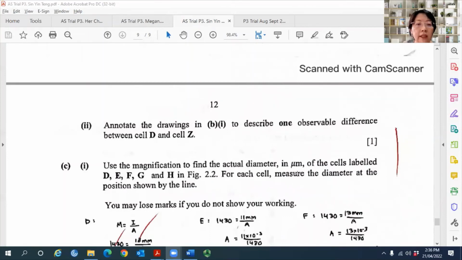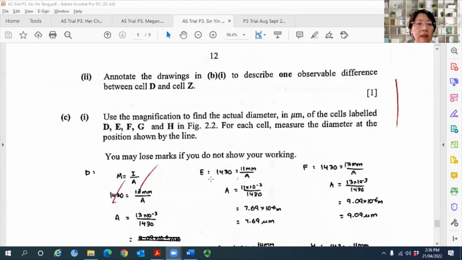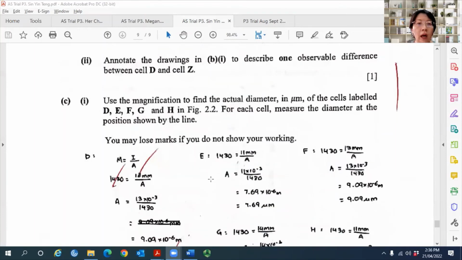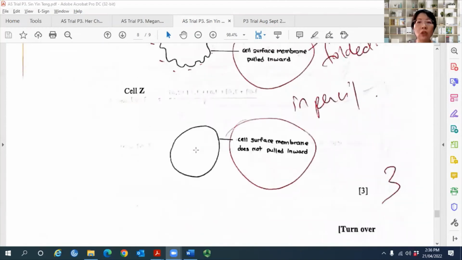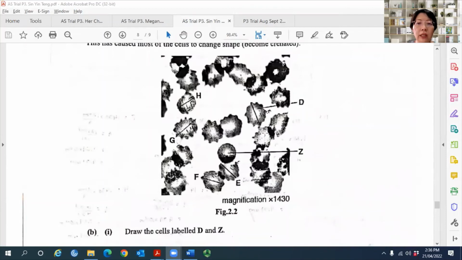Okay, so what's the next one? C part 1. So let's look at C part 1. So they ask you to use the magnification to find the actual diameter in micrometer of the cells labeled D, E, F, G, H. In the figure, for each cell, measure the diameter at the position shown at the line. So they have given you all these cells, they've given you the line, they've given you the magnification of this micrograph. So they ask you to measure and after that, give the actual diameter of cell in micrometer.